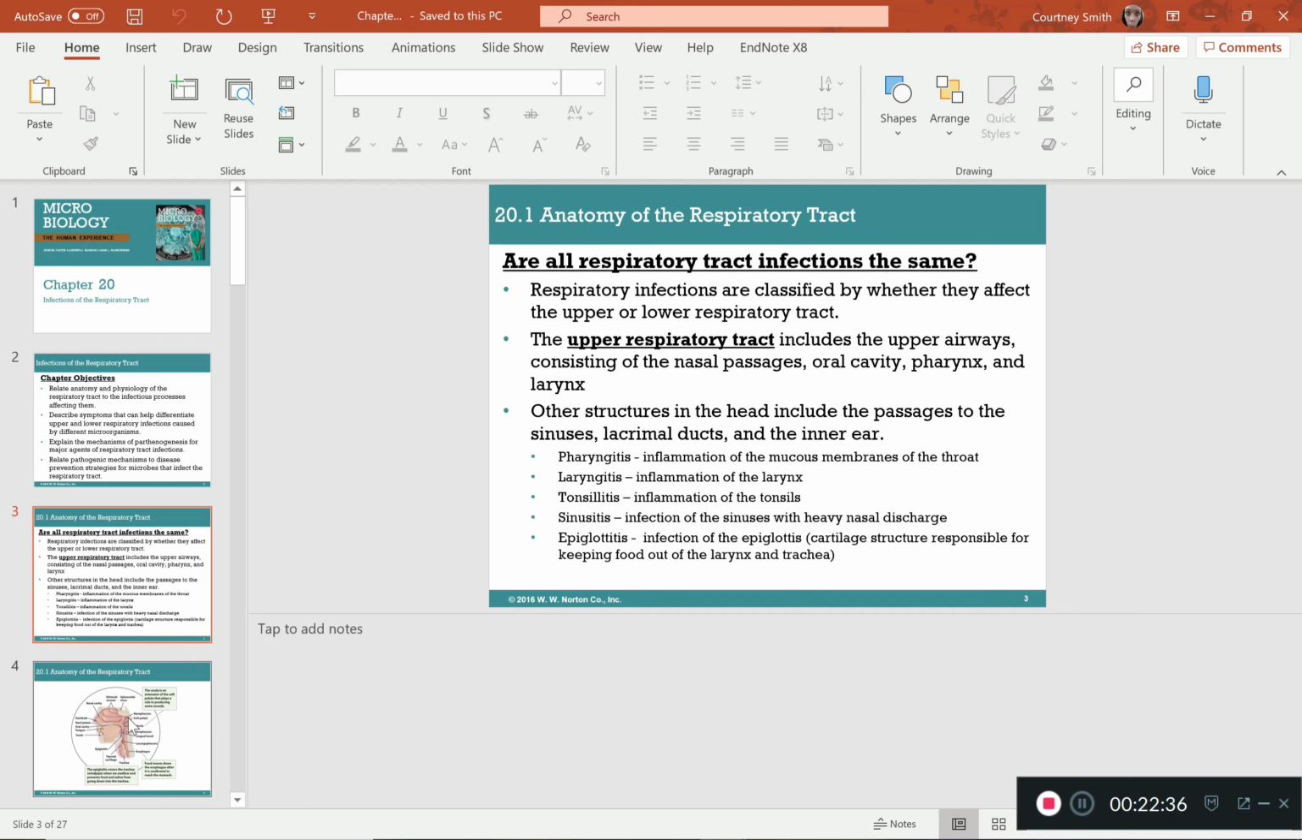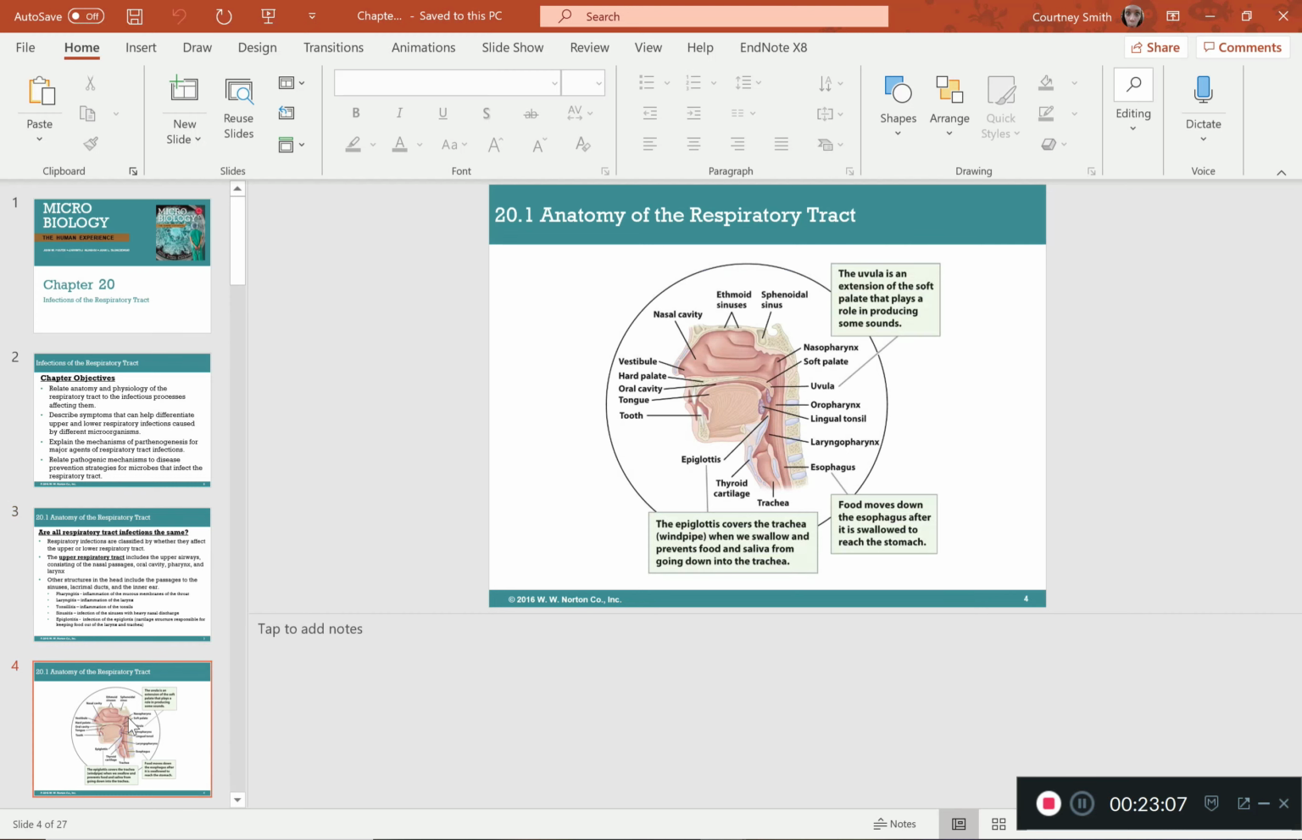So we have the upper and the lower respiratory tract. The upper respiratory tract is your airways, including your nose, your oral cavity, your pharynx and your larynx, and some of your trachea, not all of it. For the most part, your head region is your upper respiratory tract, and everything below that is considered part of your lower, so your bronchi and your lungs.